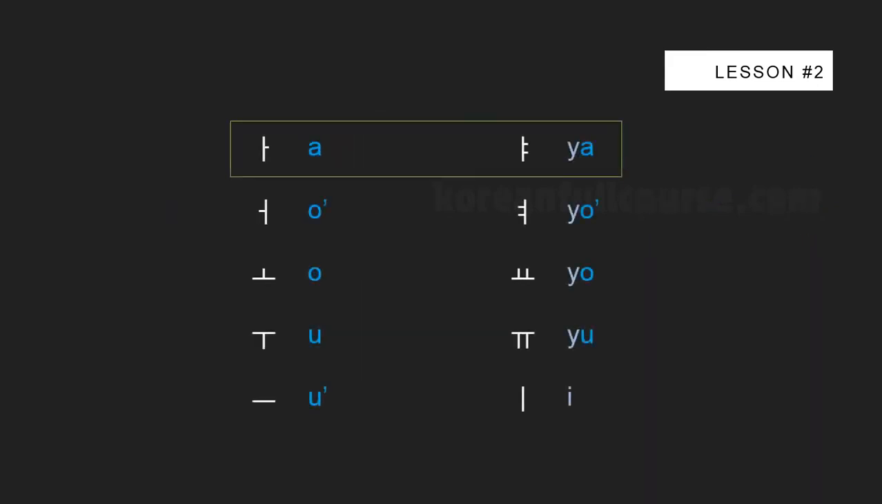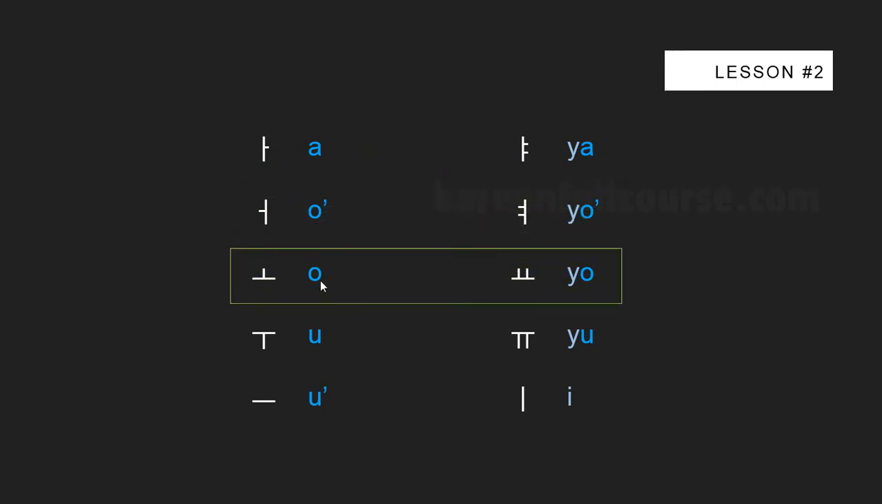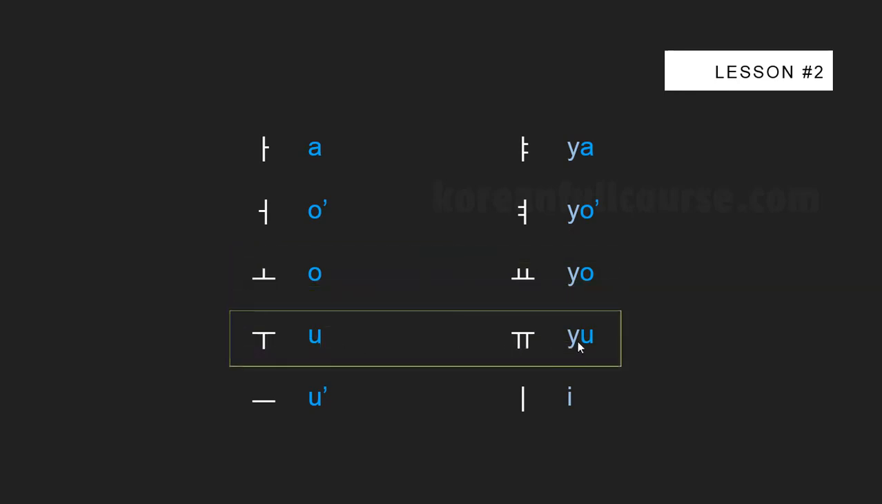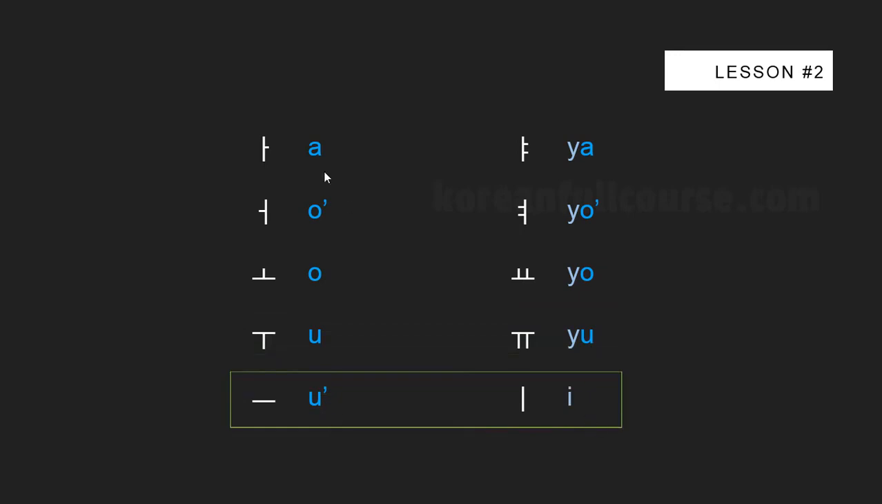Okay, let's do a quick recap before we practice a little bit. So this letter is A, Ya, O, Yo, U, Yu, U, I.